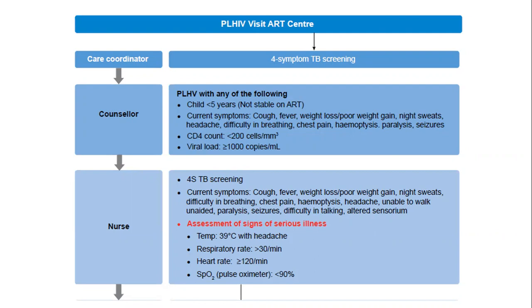So after the counselor, the patient goes to the nurse. This is the routine flow of a patient in an ART center. So the nurse, in addition to four-symptom screening, asks for other symptoms like difficulty breathing, chest pain, hemoptysis, headache, unable to walk unaided, paralysis, seizure, difficulty in talking, and altered sensorium. The nurse, in addition, measures the temperature, whether it is 39 degrees centigrade or more, with headache, respiratory rate of 30 or more per minute, heart rate of 120 beats per minute or more, and oxygen saturation, whether it is less than 90% or not.